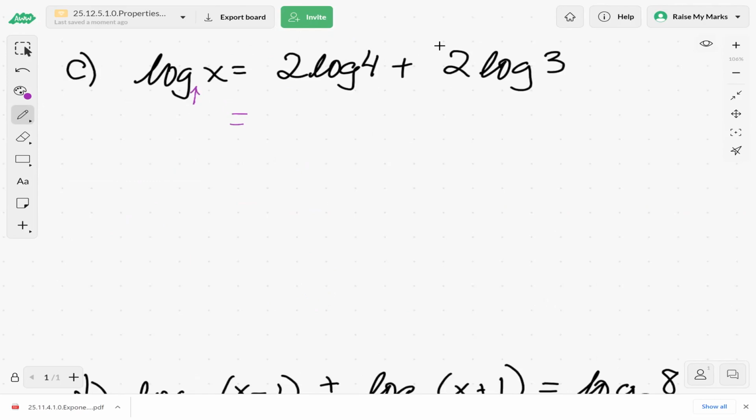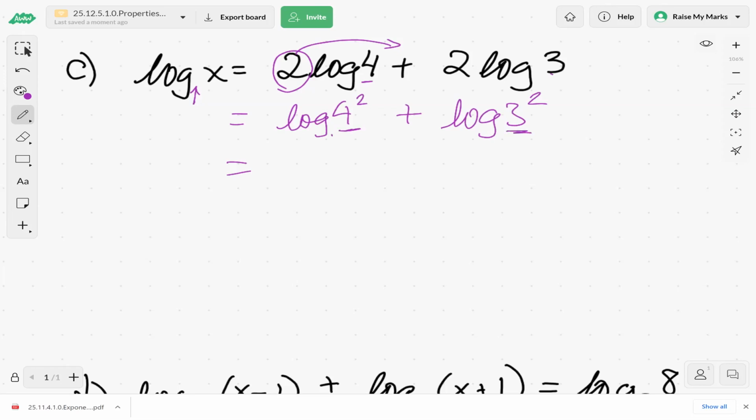The first is we're going to take the number that's in front of the log of whatever, 4 or 3 in this case, and bring it up into the exponent. So we have log 4 raised to the power 2 plus log 3 raised to the power 2. Because we're adding two logs with the same base, we can multiply what the log is being applied to. So log of, in brackets, 4 squared times 3 squared.